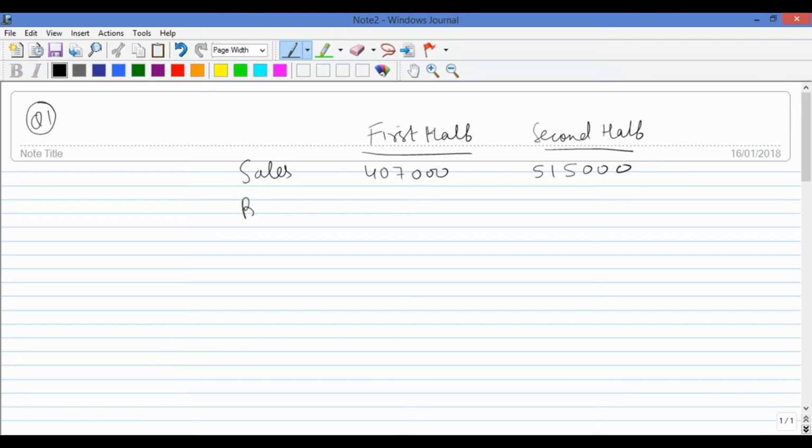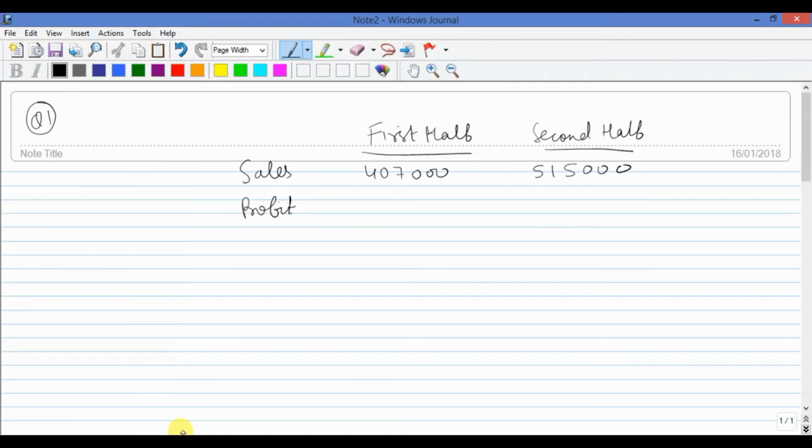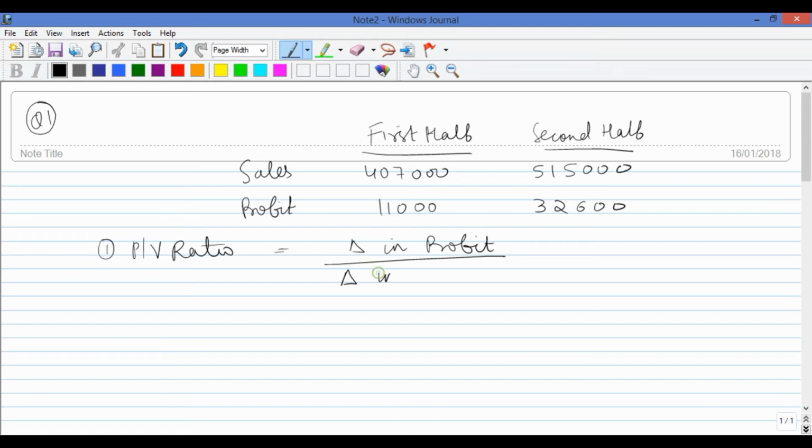Then they have given us the profit, and the profit is 11,000 and 32,600. Now I'm going to calculate the profit volume ratio, and it is nothing but change in the profit divided by the change in the sales, and then you need to multiply by 100.